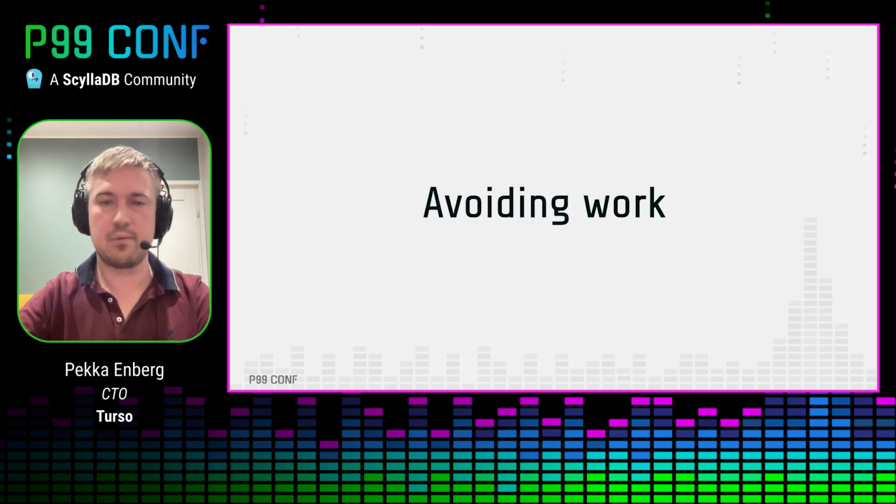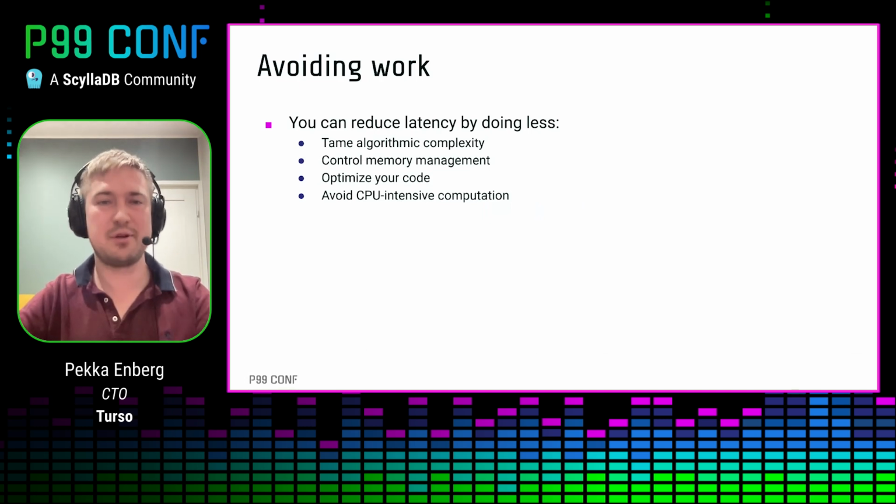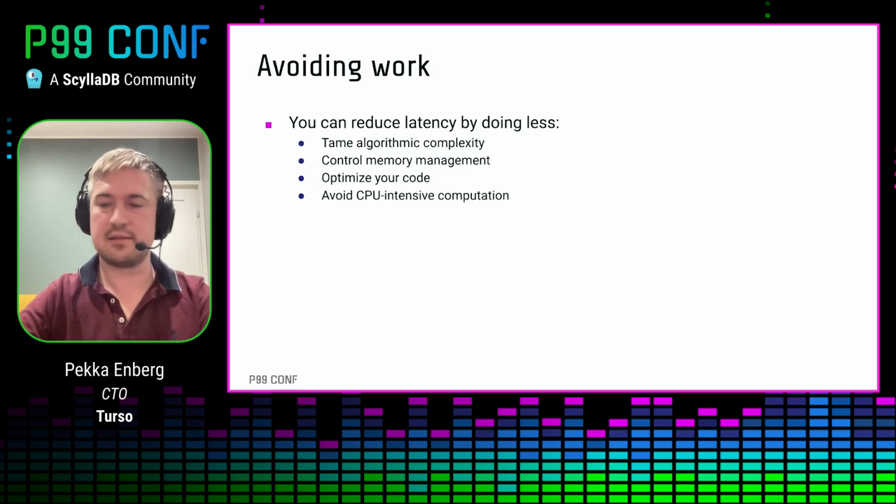So what about avoiding work? You basically reduce latency by doing less. Less is more. So I picked four main categories of things that you can do to reduce or avoid work. First one is to tame algorithmic complexity. Second one, controlling memory management. Third one, optimizing your code. And fourth, avoiding CPU intensive computation.